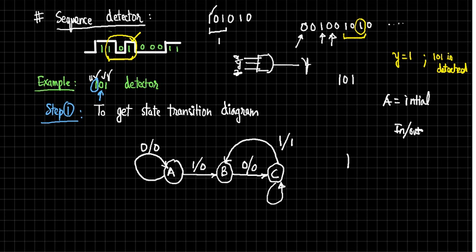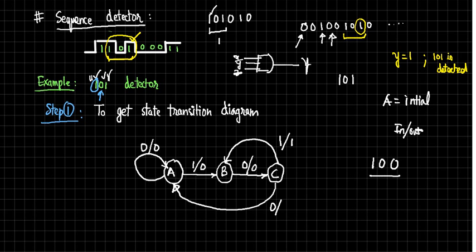What if the input is 0? That means 10 has been received. If the next bit is 0, now this sequence has been broken. We wanted 101, but it has come to 100. Okay? So what if it is 0? It will go back to the initial state. When the input is 0, output will be 0. Okay? Just because the sequence has not been detected.